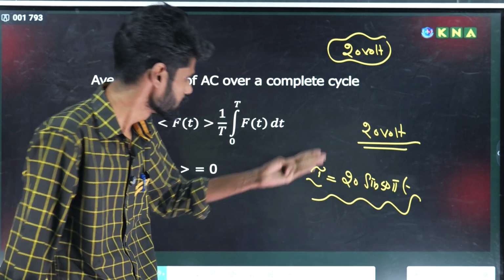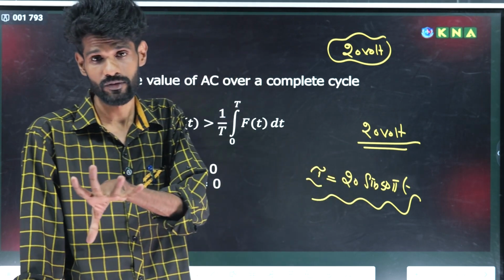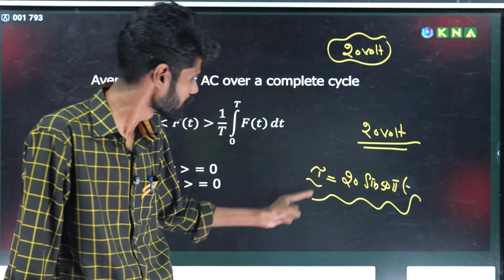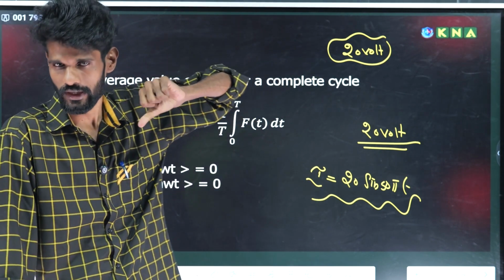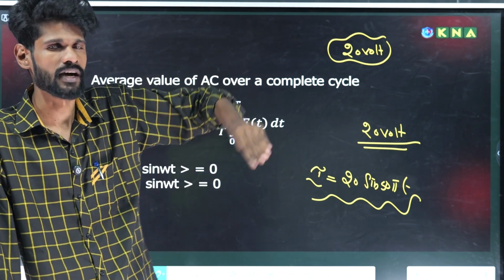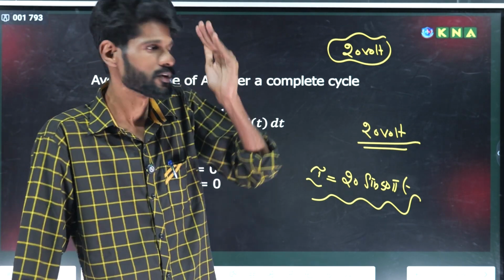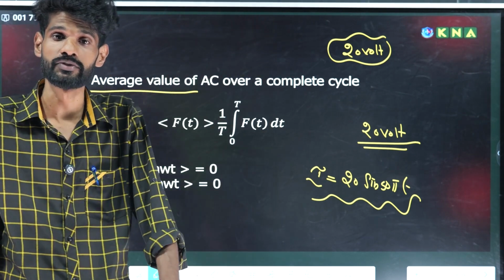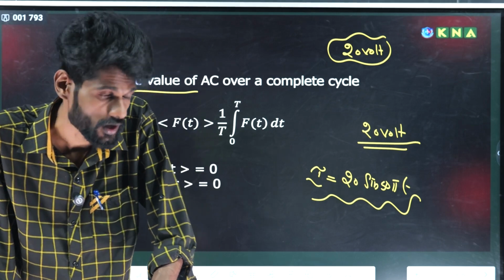So what is the value of AC? 20 sin 50 pi t. We cannot write it as 20 volt like this. So how to represent the AC? Here the AC's value changes at each and every instant. So the value continues to change. To represent that quantity, you have to consider the average value. We have to find the average value of AC.